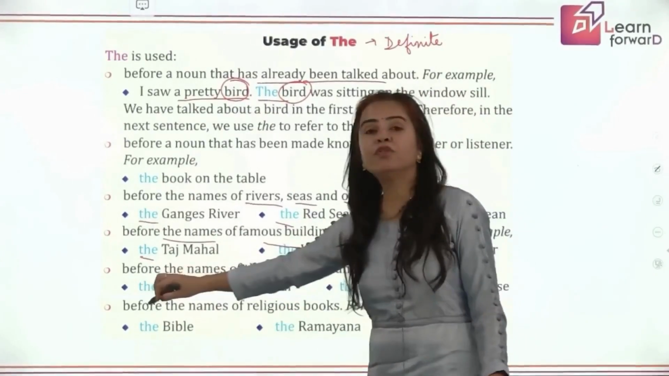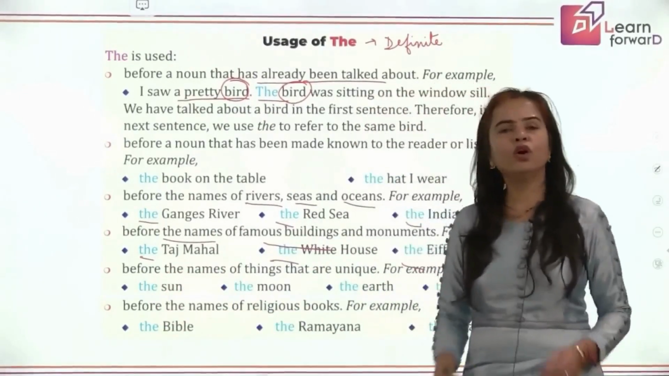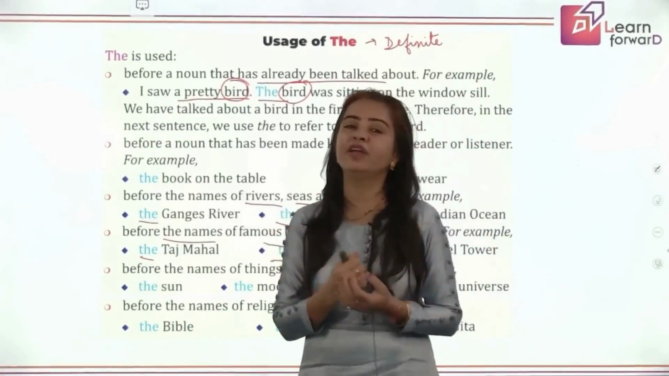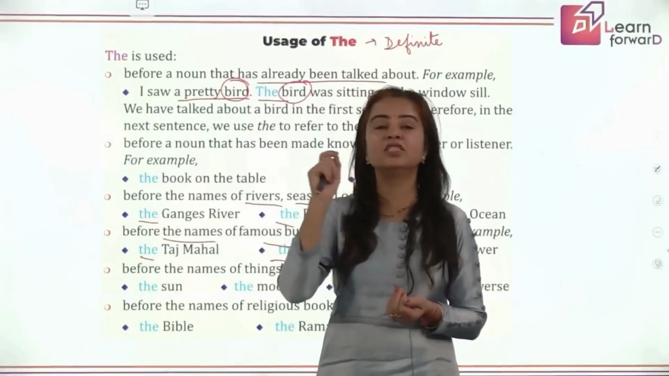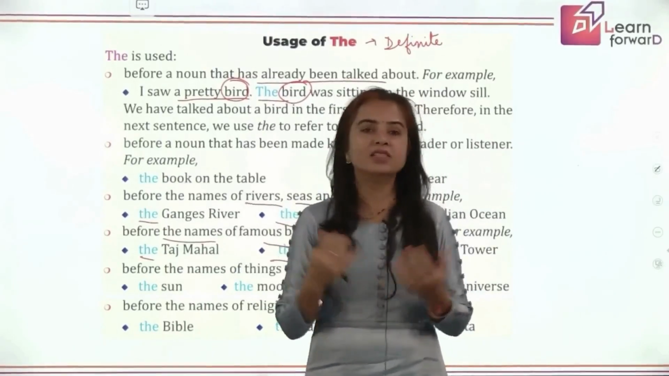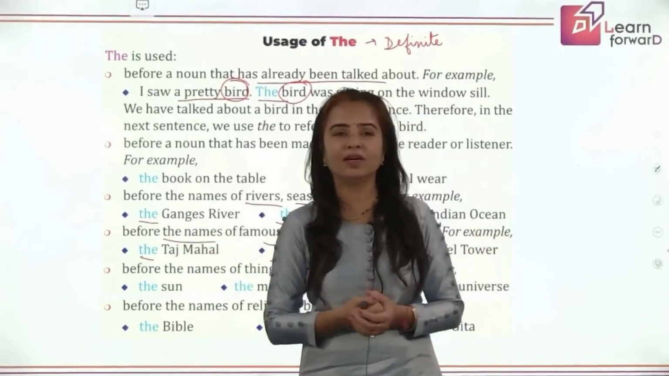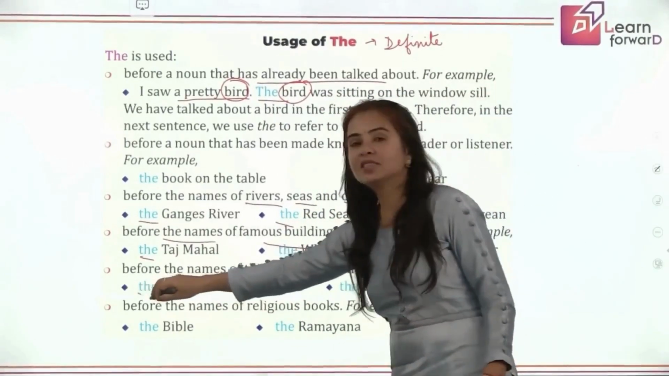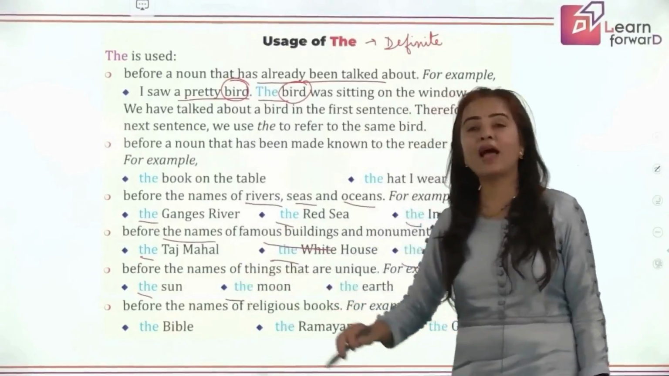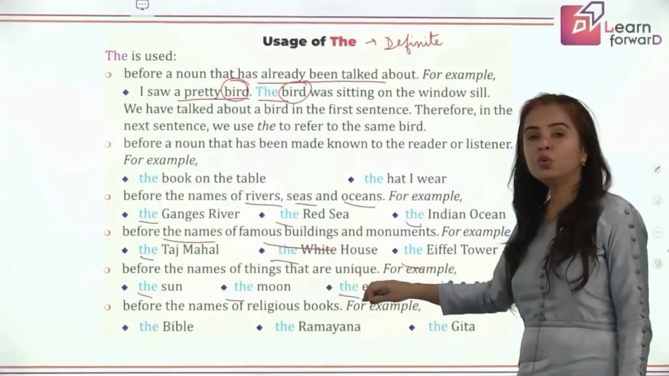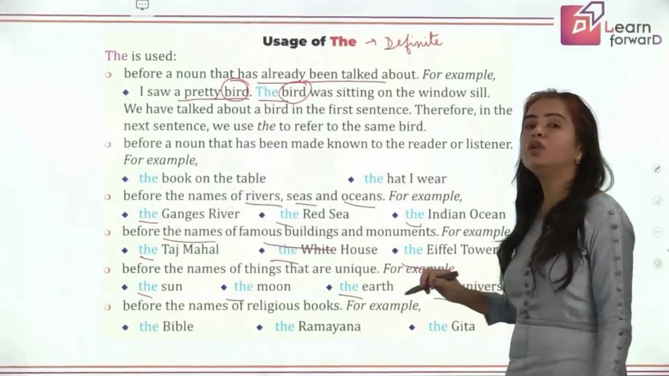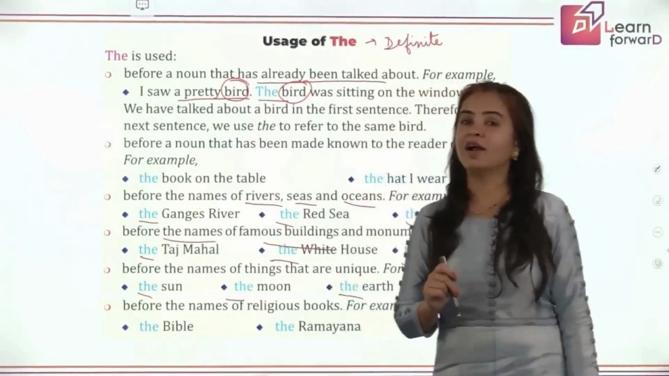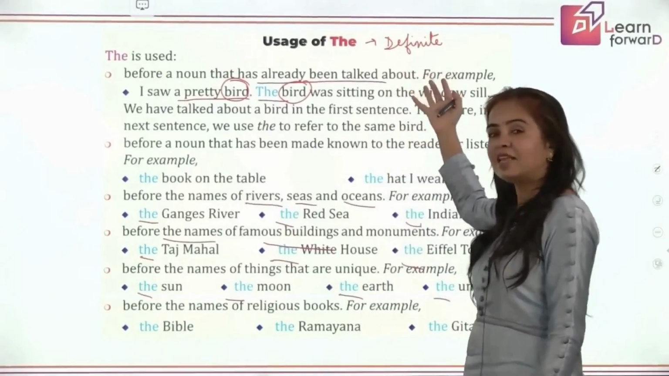Another is before the universal things. What do you mean by universal? Universal means one thing of its kind. That means it is unique in the world. Like the sun, that is only one in the world, isn't it? Then you have the moon. So we say the sun, the moon, the planets, the earth, the universe. So they are all unique. Before these words also, we use the article 'the', that is definite.